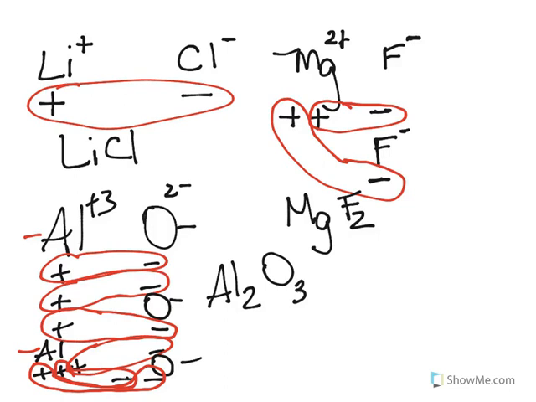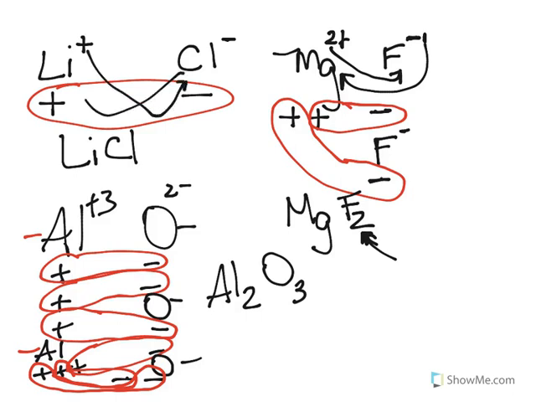However, you might notice a shortcut. Rather than having to draw all these charges out, which you can always do, you might notice that the subscripts are just the opposite of the charges. So if you take the 2 and put it down here, and then this little imaginary 1 and put it here, you get Mg1F2. If you take the 1 and the 1, you put the 1 here, and the 1 here, you get Li1Cl1. If you take the 2 and put it here, and the 3 and put it here, you get Al2O3.